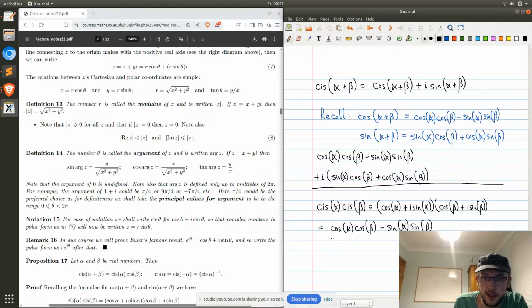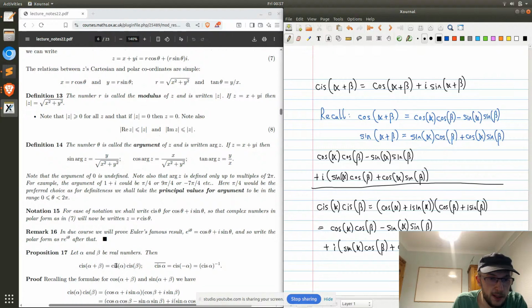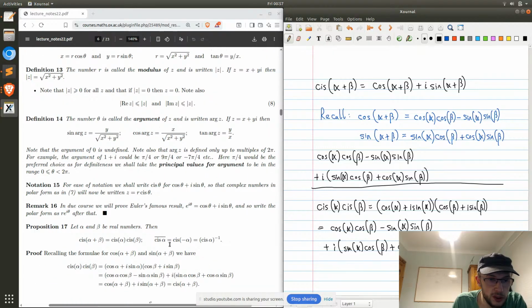And then for the inside, it's kind of obvious if you see it. Sine alpha cos beta plus cos alpha sine beta. And there you go. So that is for the first conjunct.